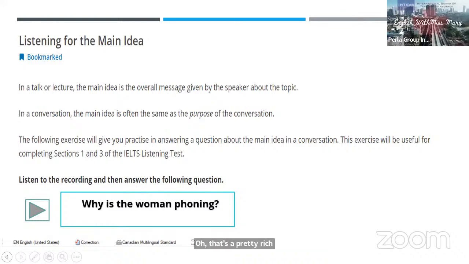I'll repeat that again. Although in IELTS we only play the actual recording once, since it's just a skill practice, you will hear part of a telephone conversation between a man and a woman.